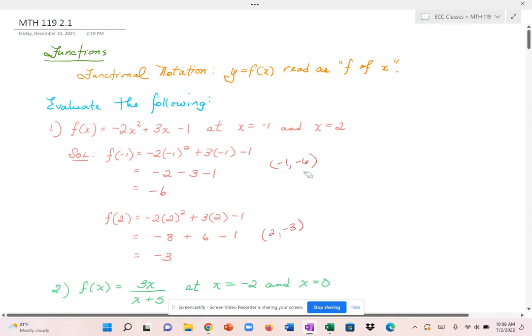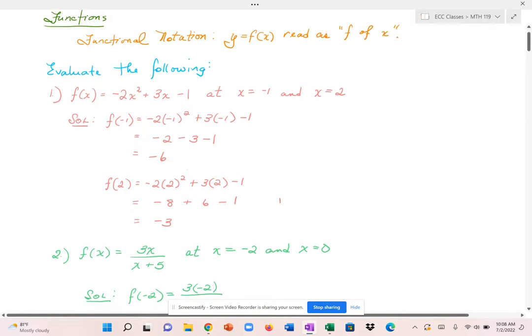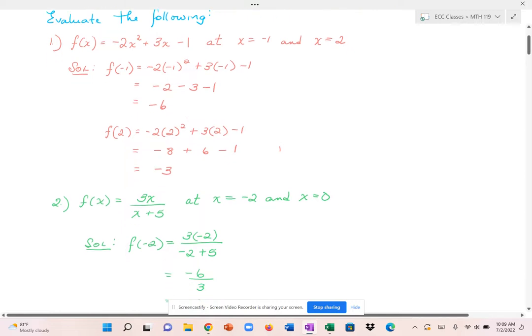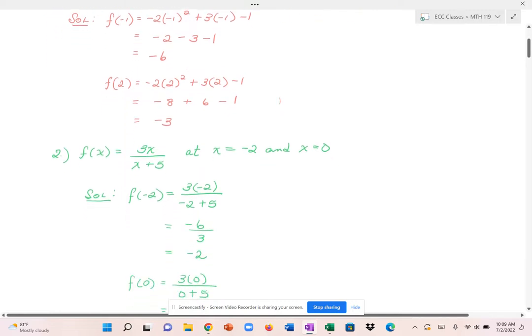Okay, in the next example, f of x is a rational function. Remember, rational functions have at least one variable in the denominator, and in this case, I have a variable in the numerator and the denominator. We are going to evaluate it at x equal to negative 2 and at x equal to 0. So when x is negative 2, f of negative 2 is 3 times negative 2 over negative 2 plus 5.